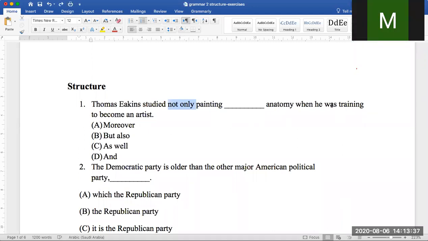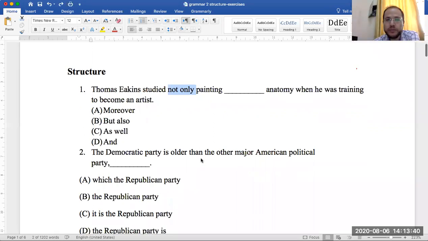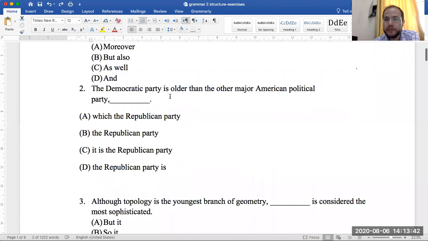Thank you very much. Now the second question, look at the second question. The Democratic Party is older than the other major American political party. If this sentence here is a simple sentence, the subject is the Democratic Party, is the verb, and then this is the predicate, the completion of the sentence. Now there is a comma here. Always pay attention to the comma. Pay attention to the commas and how things are punctuated. Now look at the choices here. We need to do something to eliminate. You know, this is answering by eliminating.